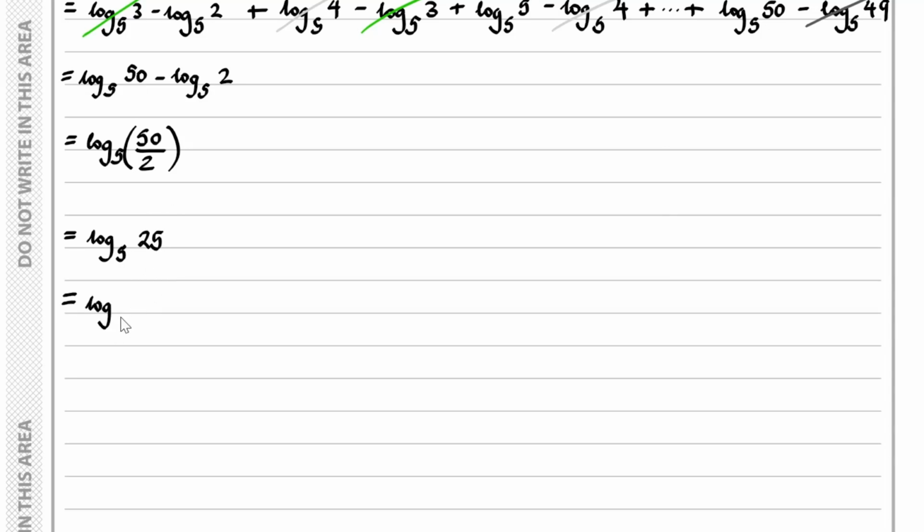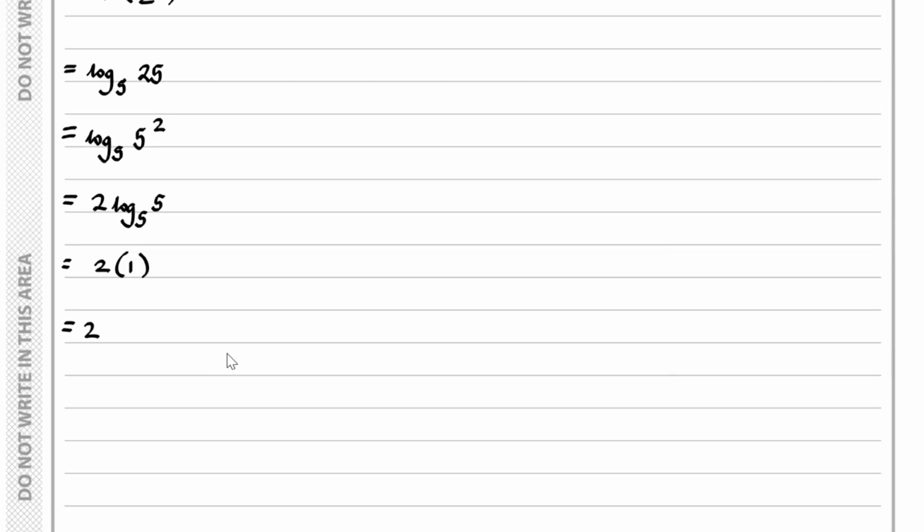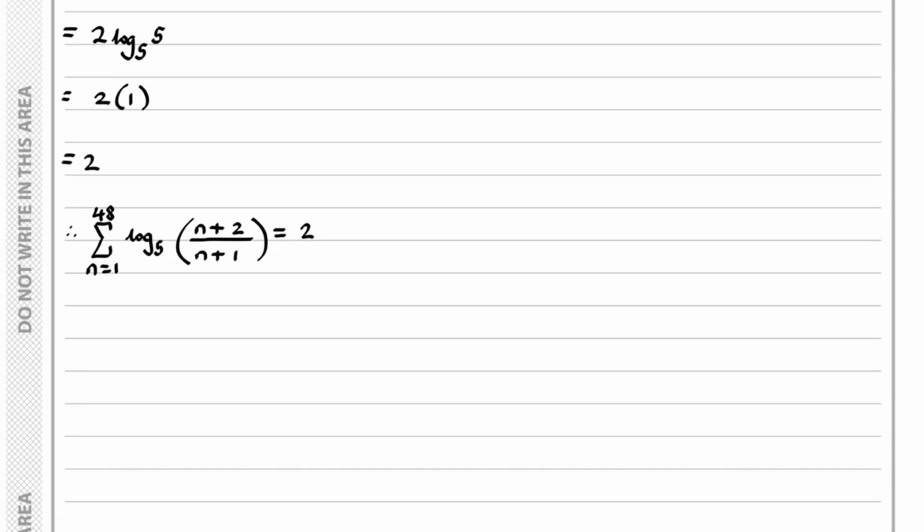So here we have log base 5 of 5 squared, and we can power slide this to the front. So we have 2 times by log base 5 of 5. Log base 5 of 5, that's 1. So we have 2 times by 1, which is equal to 2. And therefore, in conclusion, we can state that this sum from n equals 1 to n equals 48 of this thing is equal to 2.